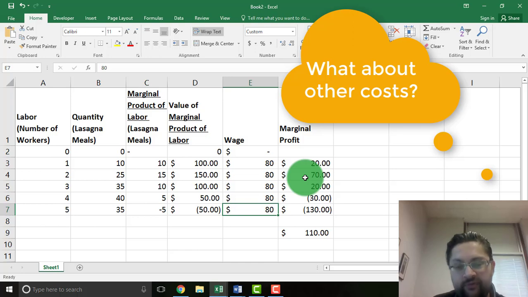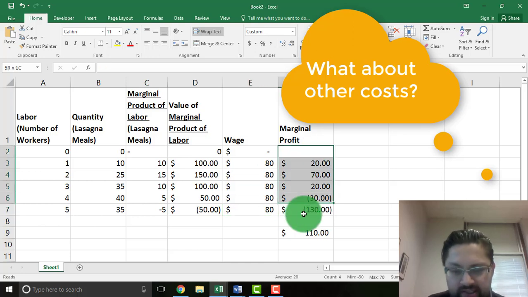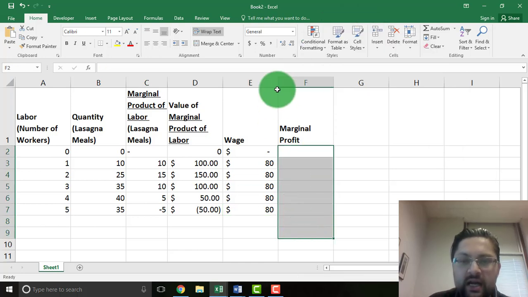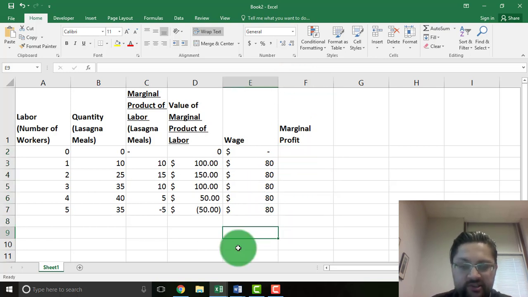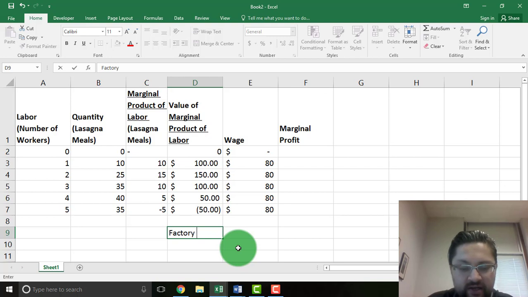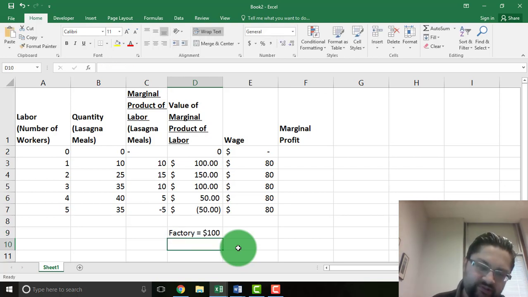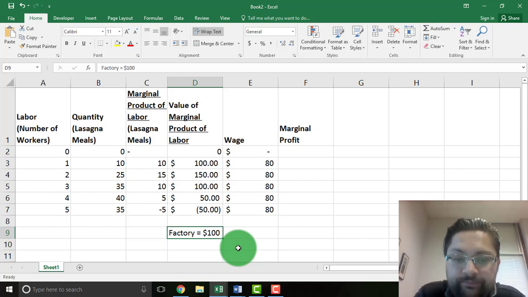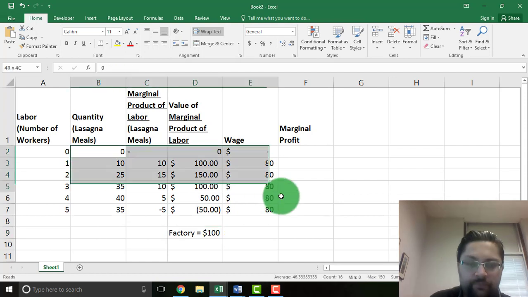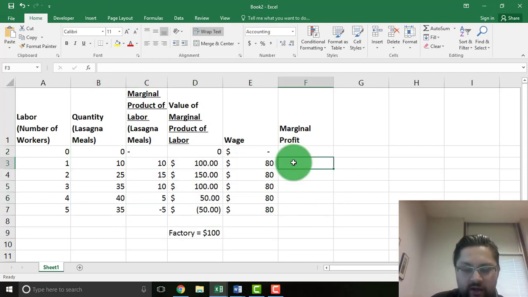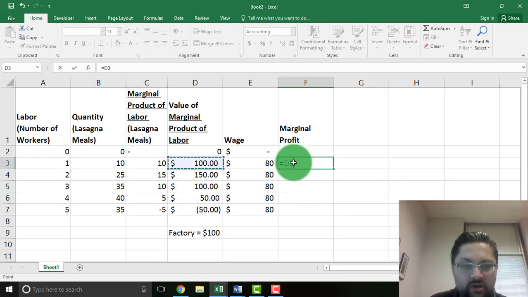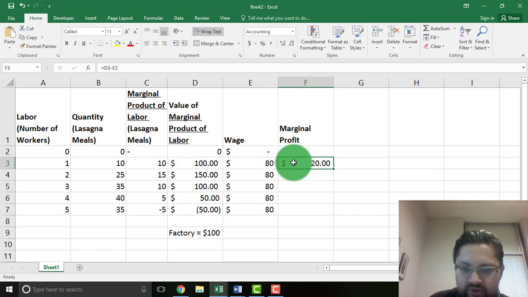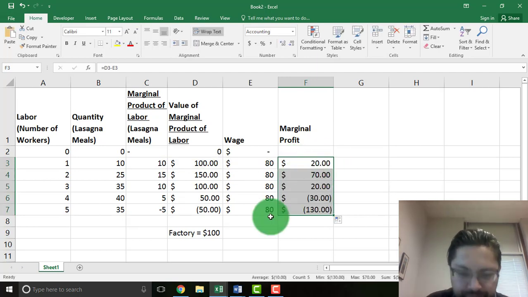So let's take this a step further. Okay, let's get rid of these numbers here. And let's say that there's a fixed cost. So the factory cost, factory equals $100. They're simple numbers, right? So we're not talking millions. But the factory costs $100 a day. And let's say that this represents a day of work. So we can still do our calculation of marginal or value of product by wage. We'll just do that, bring this back, right?